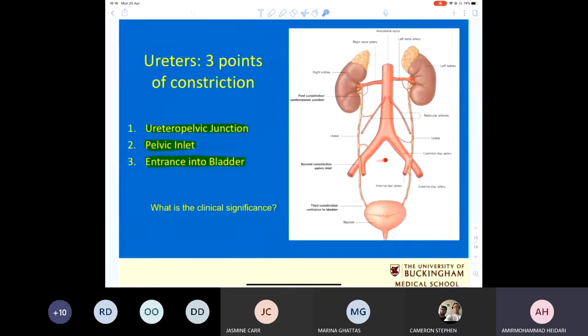The second one is the pelvic inlet, where you enter the true pelvis, and you're going to see the anatomy next, and also the entrance to the bladder. We already talked about this entrance, which has a weird oblique angle, and it's a good thing, because if you don't have that angle, urine can backflow from your bladder into your ureters, and it could cause something called hydronephrosis, which is not good. So I believe that's the end of my part.